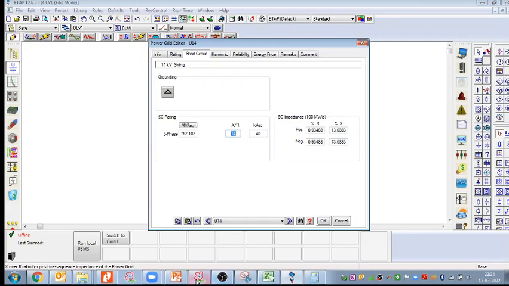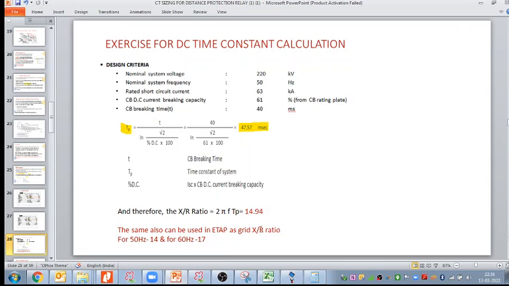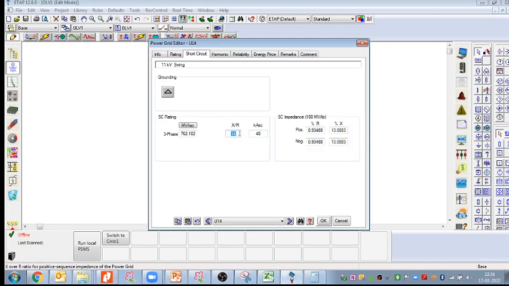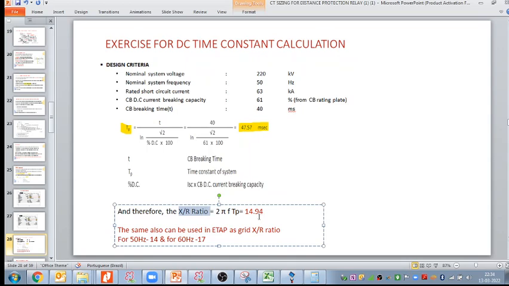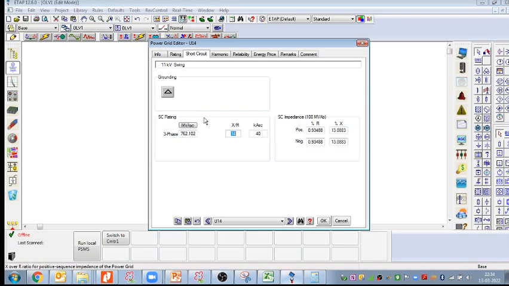So this is my backup: 14.94. I'm not going to 15, although we can also take 15, but generally we take 14. So why do we take 14? That is the proof of the 14. We are calculating X by R as 14, and that is what I'm going to use.